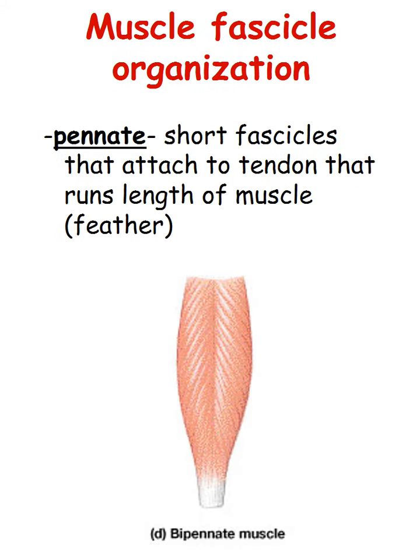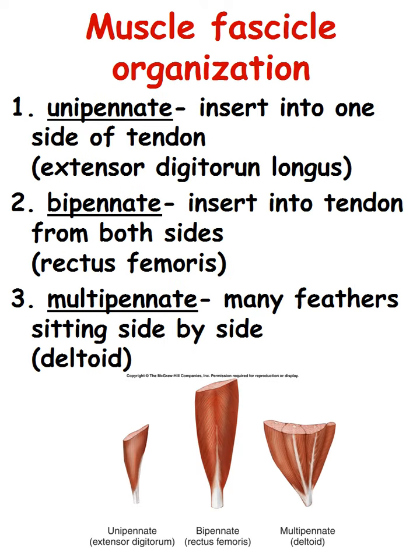Pennate muscles have their tendons and muscle fibers arranged to resemble a large feather. They have one or more tendons extending through their body, and the fascicles are arranged at an oblique angle to the tendon. When the muscle fibers pull at an angle to the tendons, this does not move the tendons as far as parallel muscles move their tendons. Because of this, though, it generates more tension than a parallel muscle of the same size and is stronger than a parallel muscle. There are three types of pennate muscles.